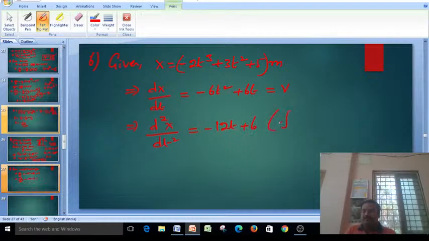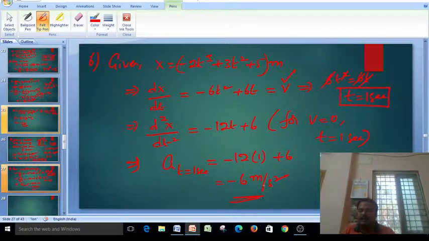So for velocity v equal to 0, what about the time? Time t is equal to 1 second here, right? Because minus 6t square plus 6t is equal to 0. Where velocity will be 0, check it: minus 6t square plus 6t equals 0, so t gets cancelled, 6 also gets cancelled. What is remaining? At t is equal to 1 second, the velocity will be 0. Then substitute for acceleration at t is equal to 1 second: minus 12 into 1 plus 6, you will get minus 6 meter per second square.